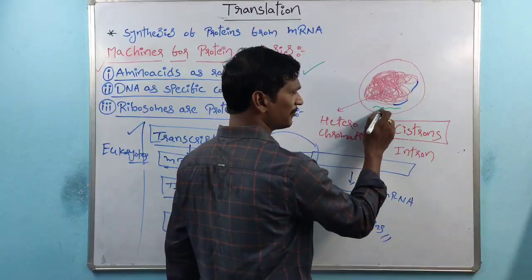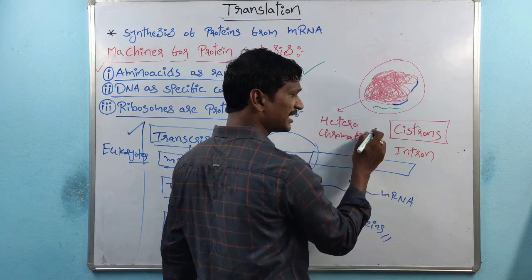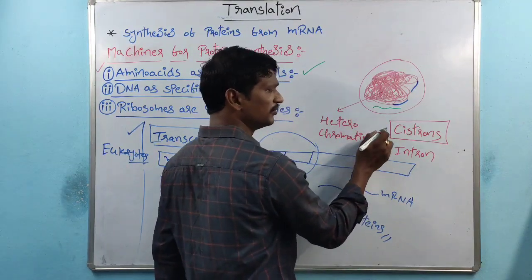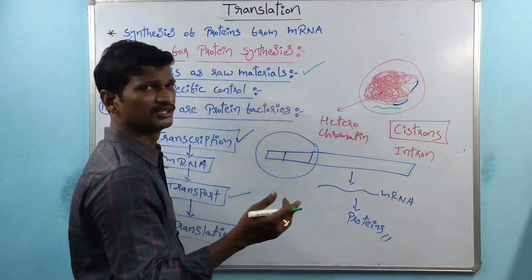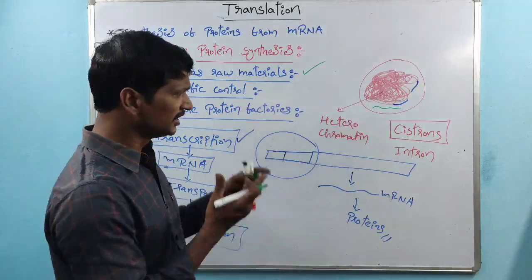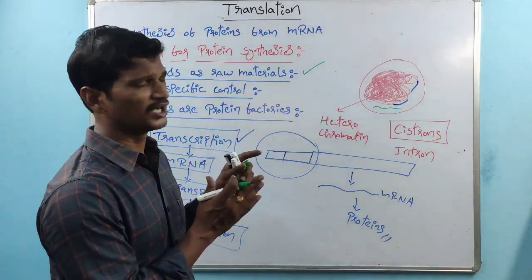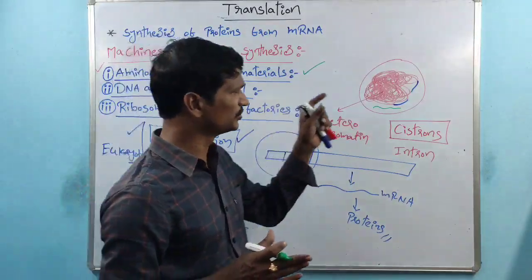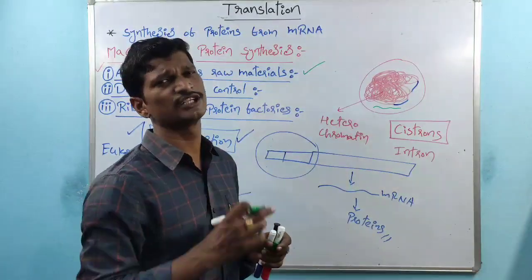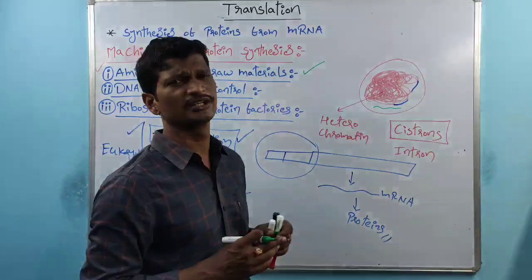After that, the mRNA molecules are transported from the nucleus to the cytoplasm. Within the cytoplasm, protein synthesis, that is translation, takes place. So eukaryotes have different compartments: one is the nucleus, the other is the cytoplasm, and between these two there is transport. So these are the regulatory steps.